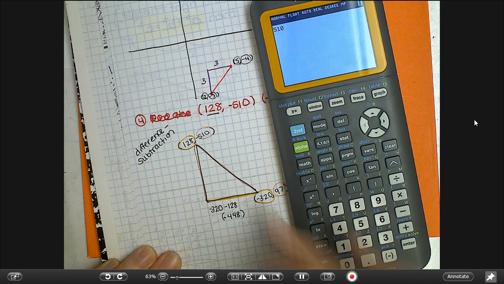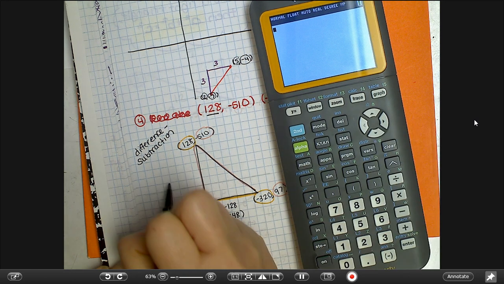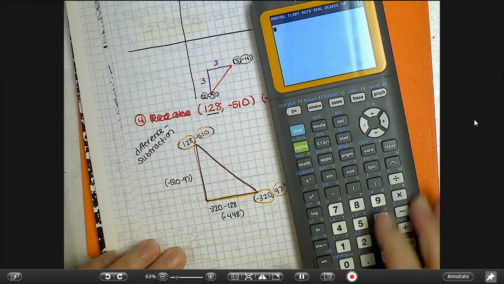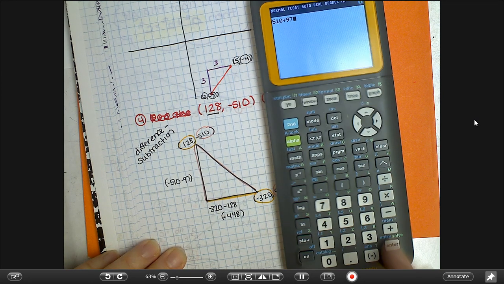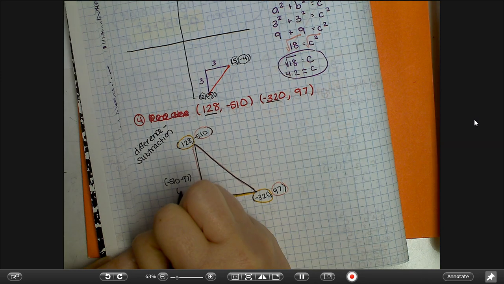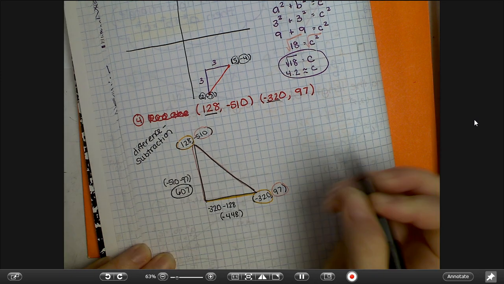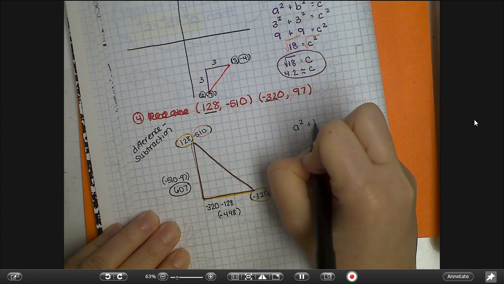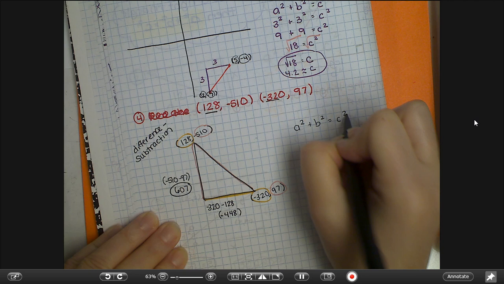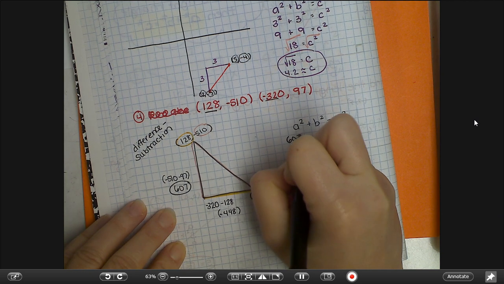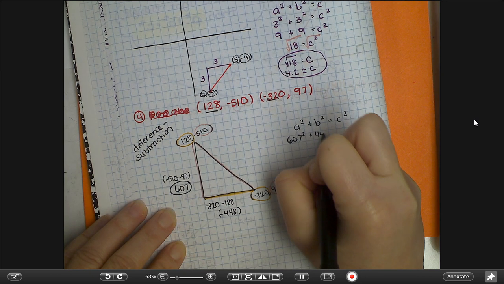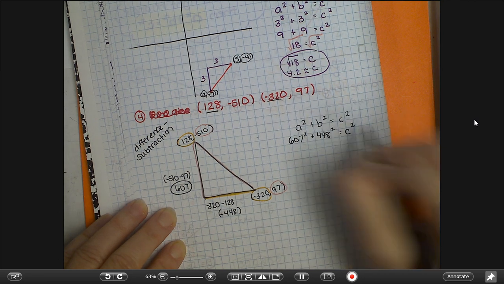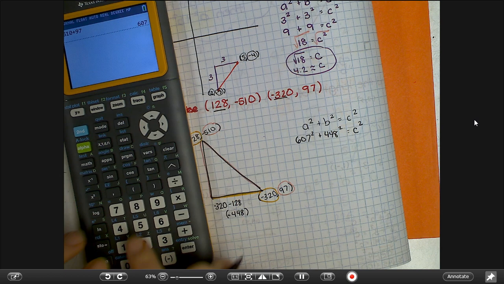And from 0 to 97, again, we're going to subtract, but we're going to keep the positive answer, is 607. So the vertical change is 607. And now we can do the Pythagorean theorem with our huge numbers, and we'll find out how long that piece is.